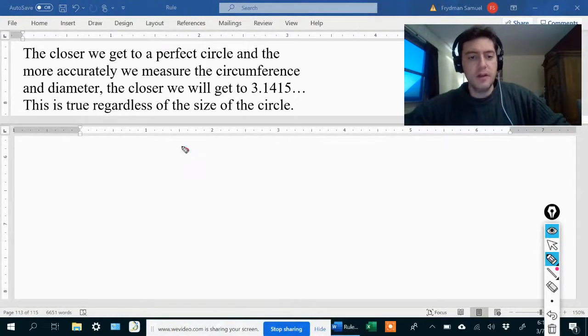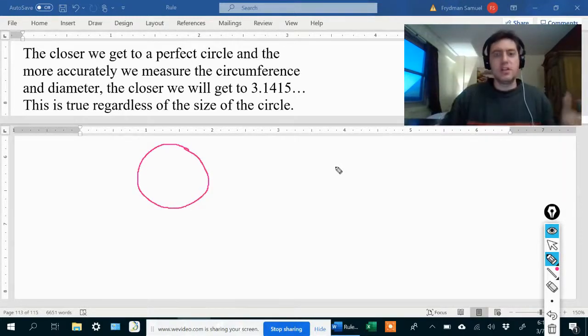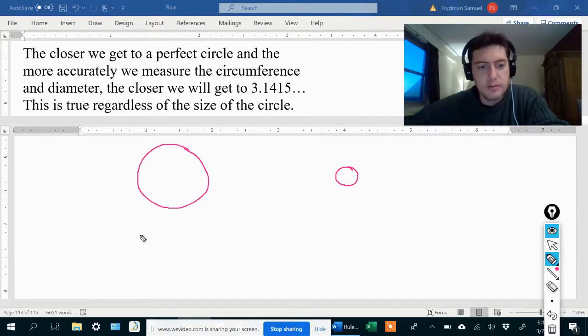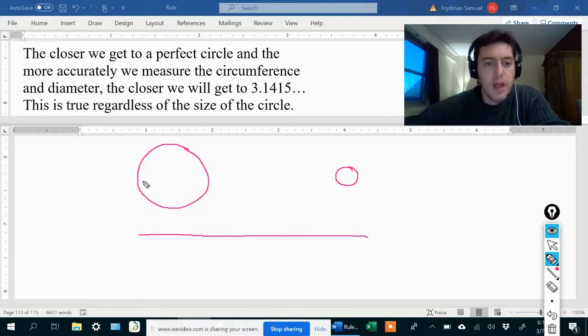So for example, and just pretend that I'm drawing these circles, imagine that these are perfect circles here. Let's say I have a big circle over here and I have a smaller circle over here. If I were to take a string and make the string go around the circumference of the circle and then just stretch that string out, let's say it would look something like this. All right, and if I were to then measure the diameter of that circle, it's about this long.